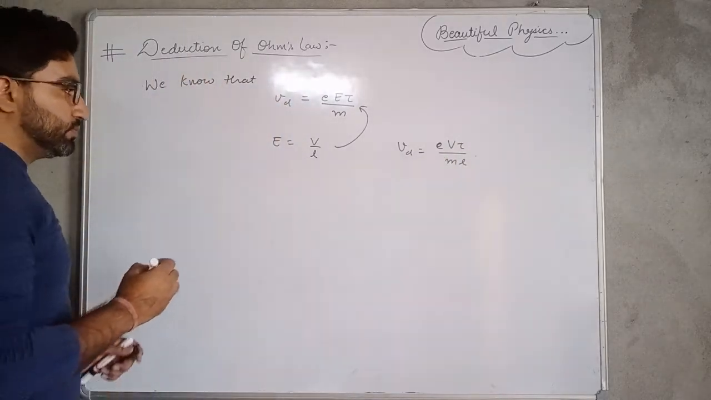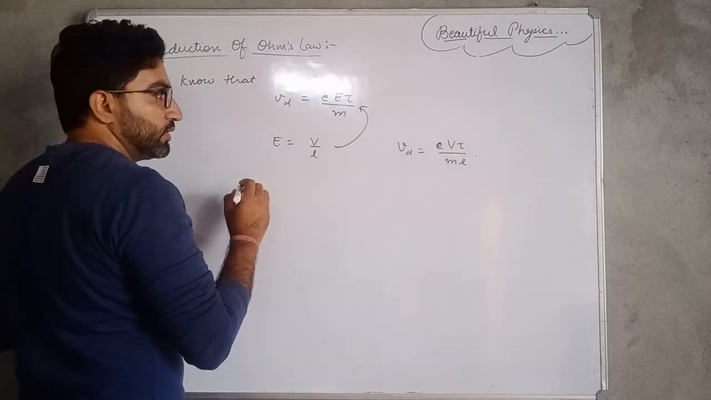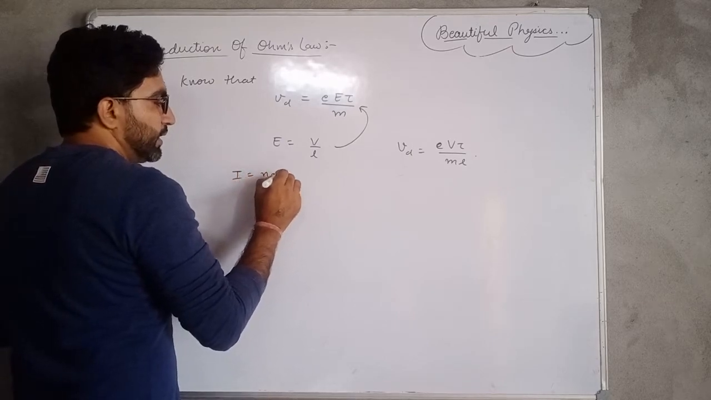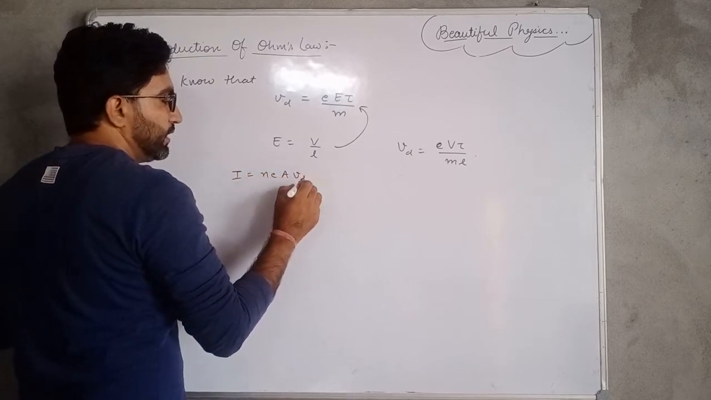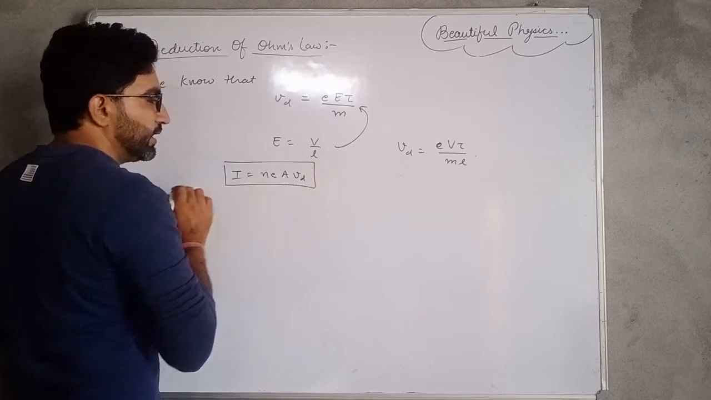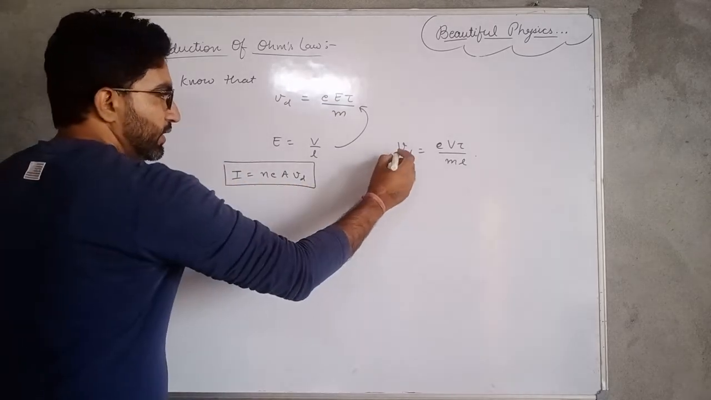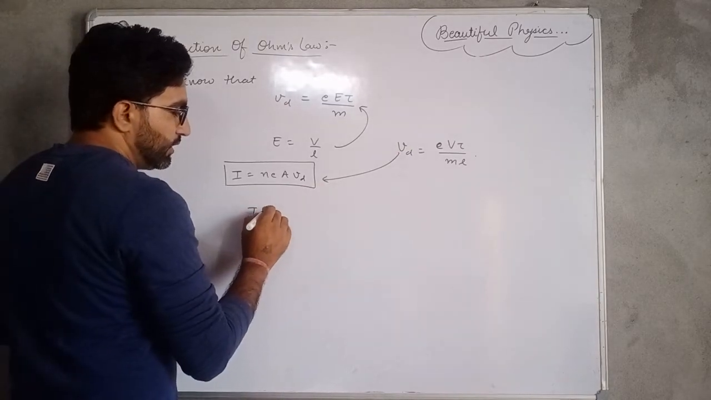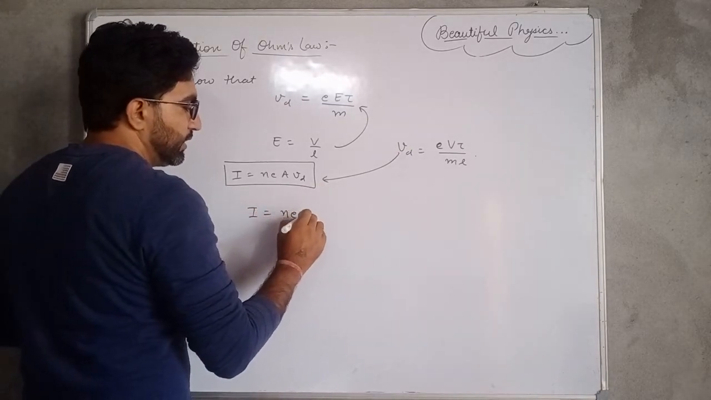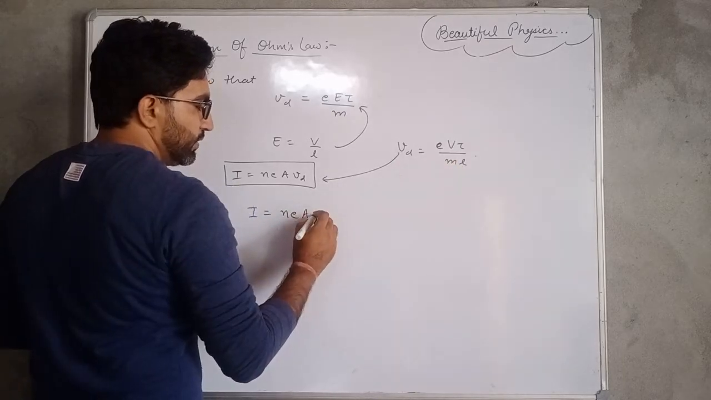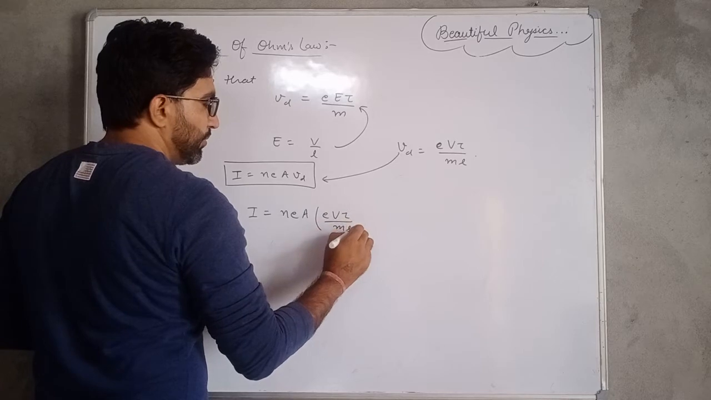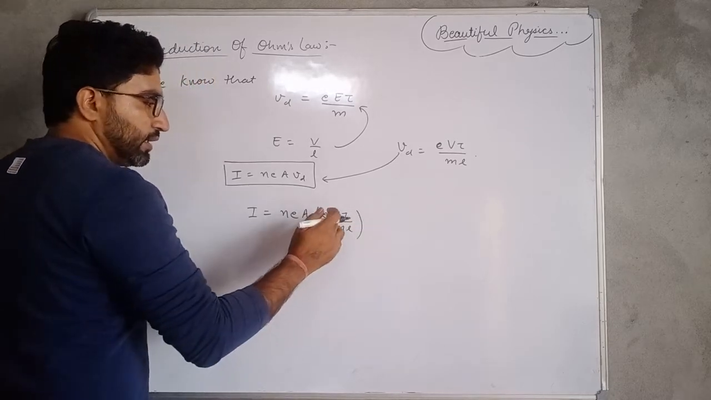And also we know that I is equal to n e A Vd. It is the relation between current and drift velocity. When we put the value of drift velocity in this equation, then we have I is equal to n e A. In place of Vd, we can put e V tau by m into L.